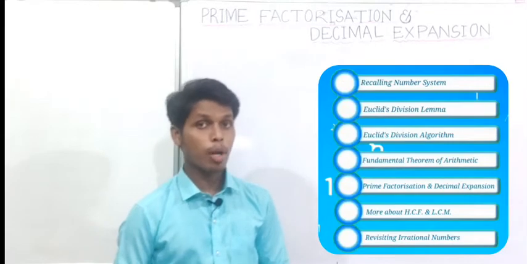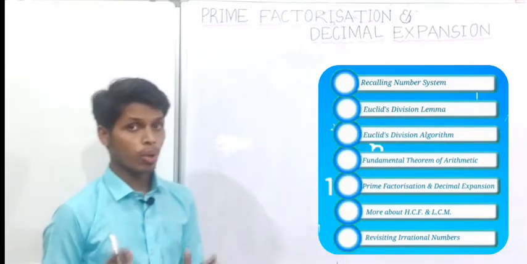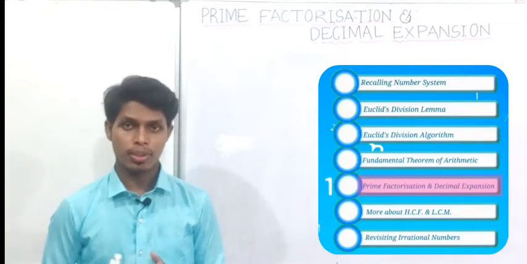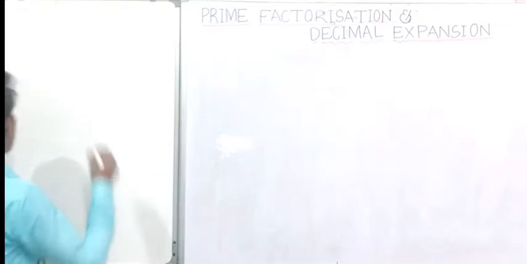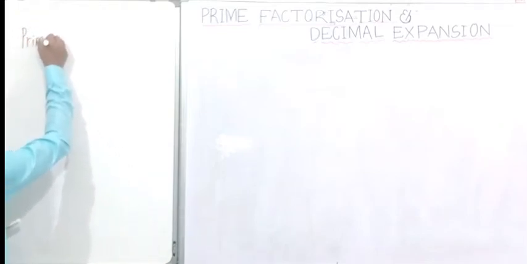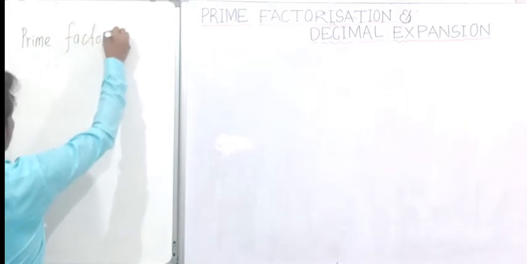Previously we had discussed the fundamental theorem of arithmetic. So today in this session we are going to cover prime factorization and decimal expansion. Okay, so let's start with prime factorization. Prime factorization mainly consists of two words, as you can see. One is prime and another one is factorization.